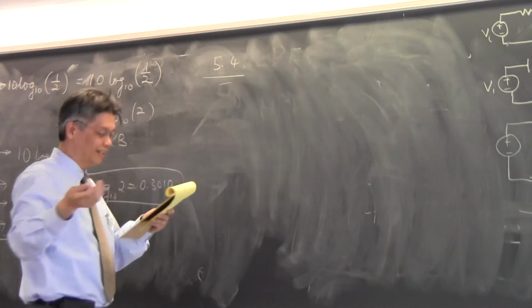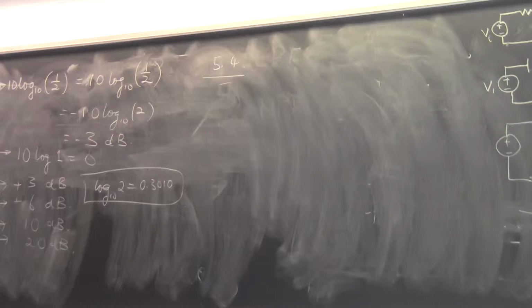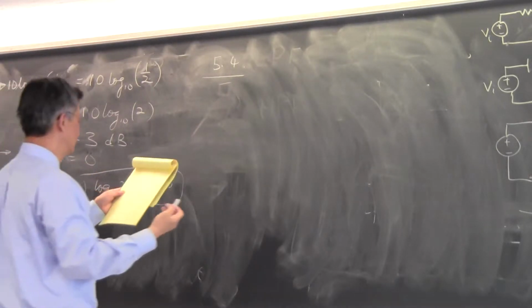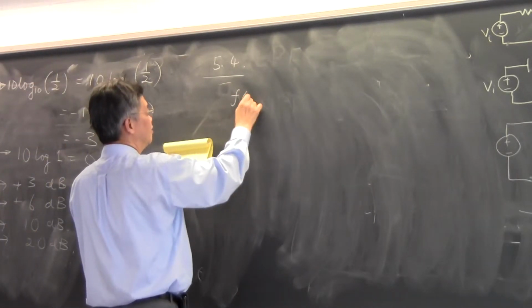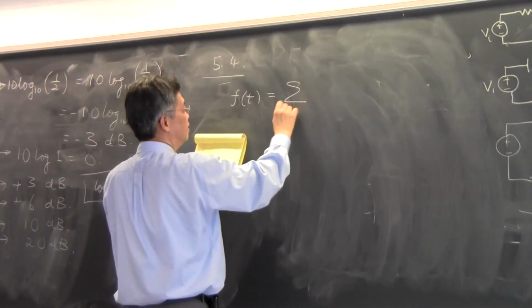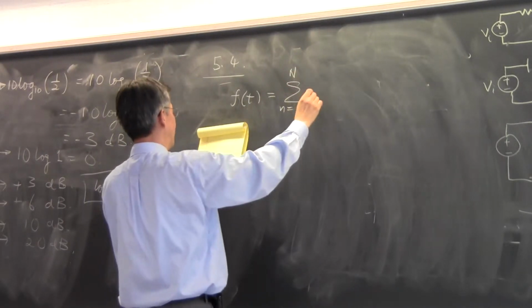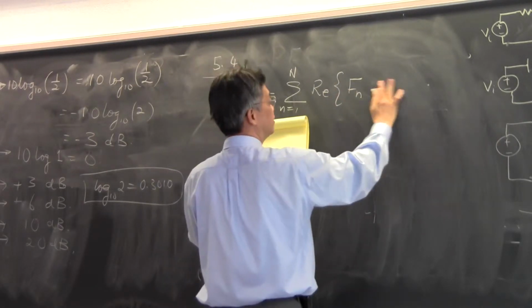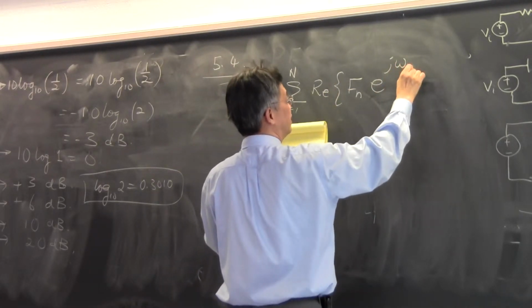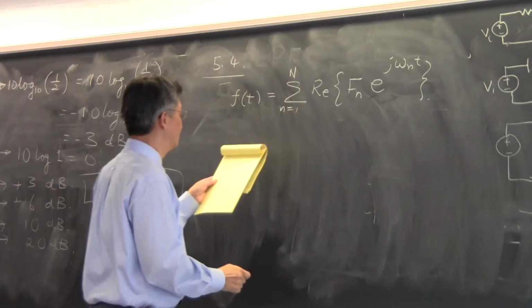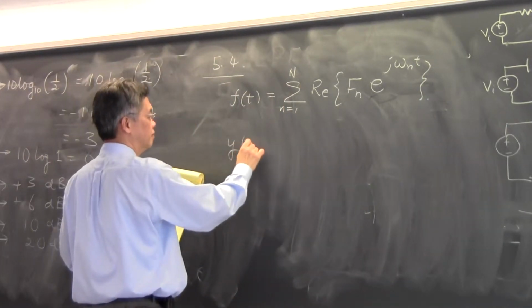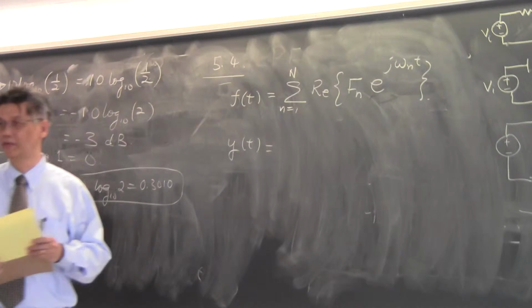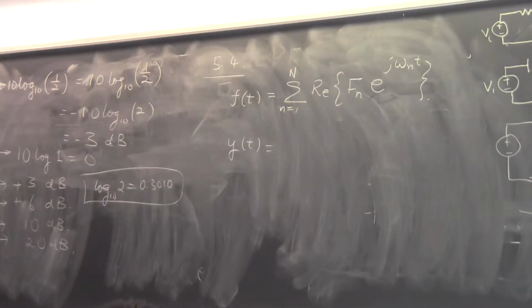So the only thing that's new in section 5.4 is this statement. Maybe I just repeat it over here. If f(t) is equal to that, f_n = e^{jω_n t}, what is the output, using the principle of linear superposition?